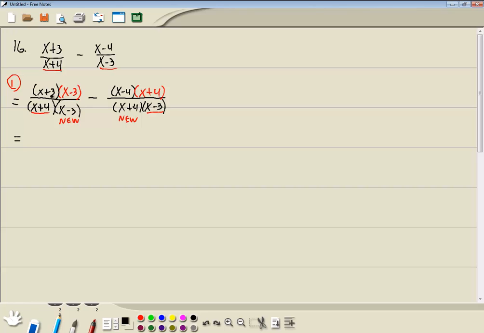Now these are conjugates, and if you recognize that, it can save you some steps. But I'll go ahead and just FOIL them, multiply them together. X times x is x squared. X times negative 3 is negative 3x. 3 times x is 3x. 3 times negative 3 is negative 9 over our denominator.